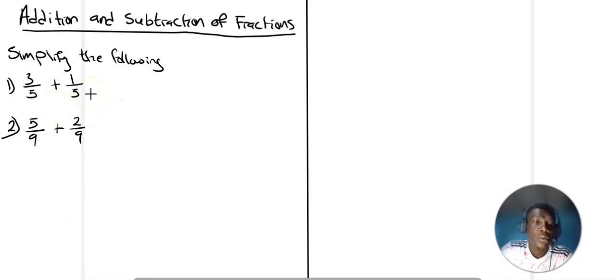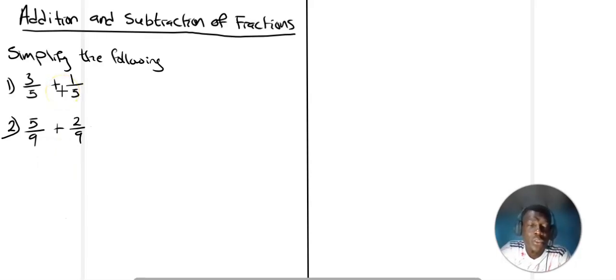Now let's go. So we are asked to simplify the following. We are starting with the addition sign first, okay? Then after this, we'll go to the subtraction. So we also simplify the following. There's something common in these two questions I have here. They both have the same denominator, right? See, their denominators are the same. So after this, we'll be solving a question that has different denominators.